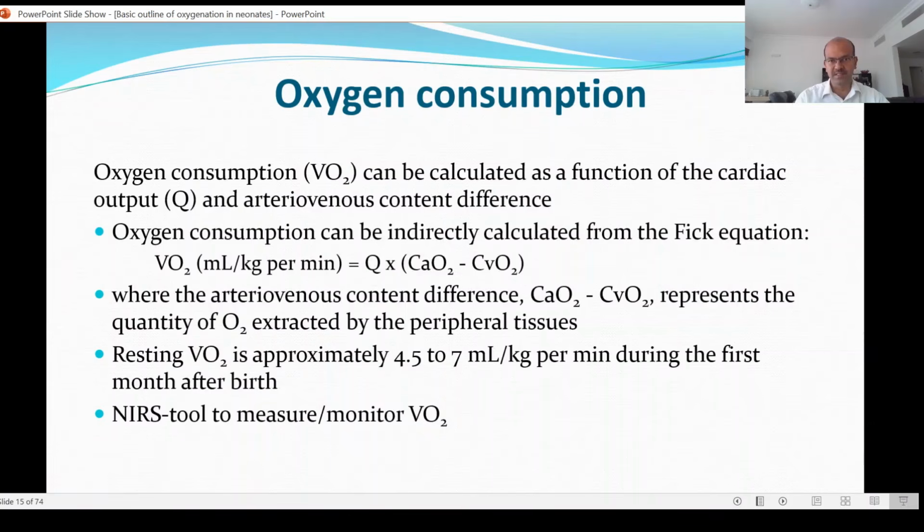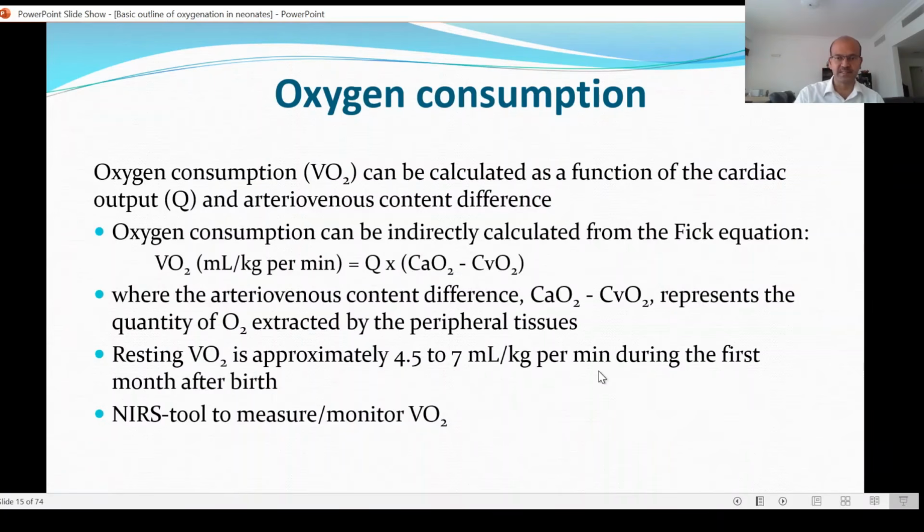After you get to the oxygen delivery, we talk of the oxygen consumption, which is actually the amount consumed in the peripheral tissue. So once the blood reaches from the arterioles to the capillary circulation, oxygen goes into the tissue as per the needs of the tissue, and the rest of it will stay in the blood, which comes back to the venous circulation. So the difference between the arterial and the venous oxygen, multiplied by the cardiac output, will give you the oxygen consumption. And the resting oxygen consumption, as we discussed earlier, is 4.5 to 7 ml per kg per minute.